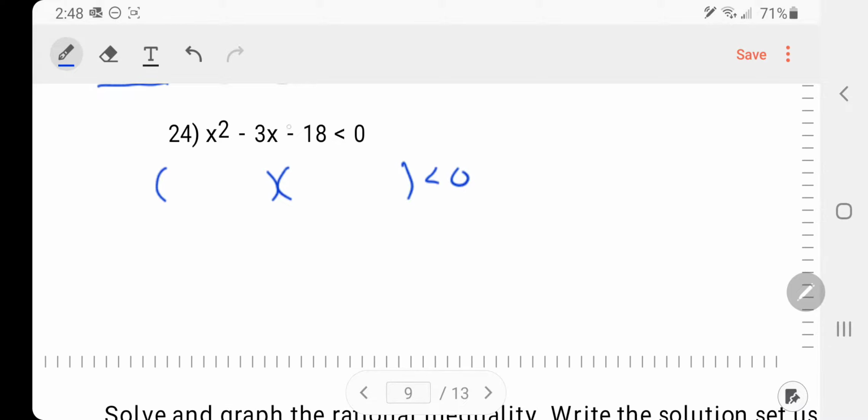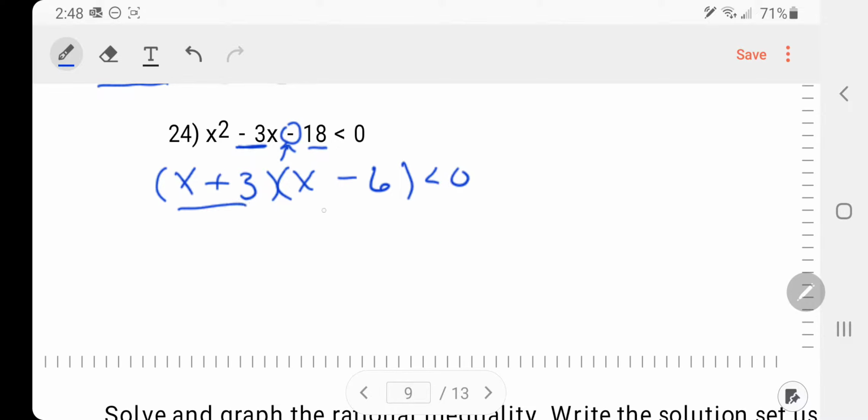We're going to read the signs. Minus at the back makes them different. X and X. Are there numbers that multiply to make 18 and subtract to make 3? 6 times 3. And notice the 6 has to go with the minus because we need negative 3. 3 minus 6, negative 3.